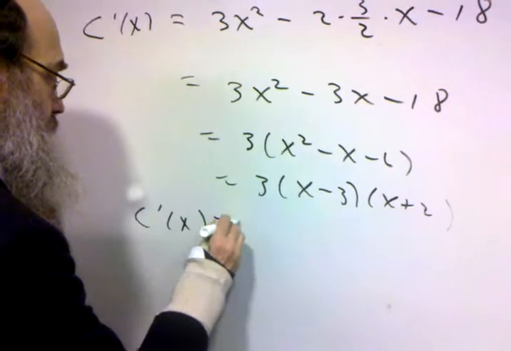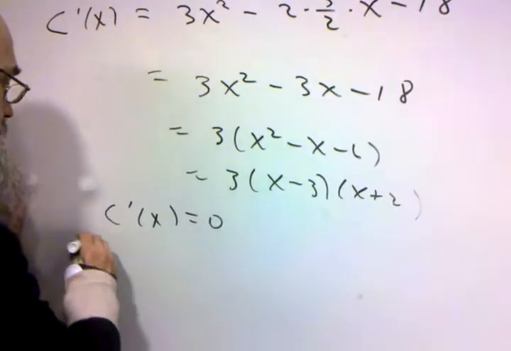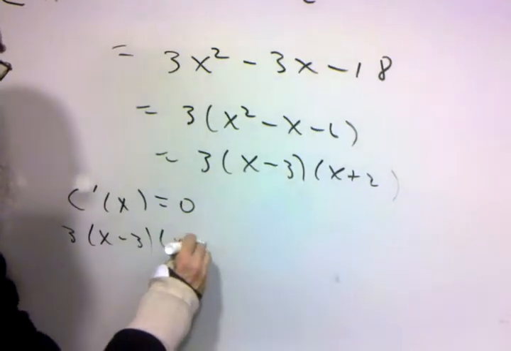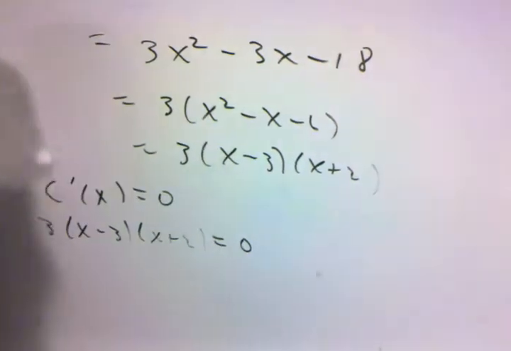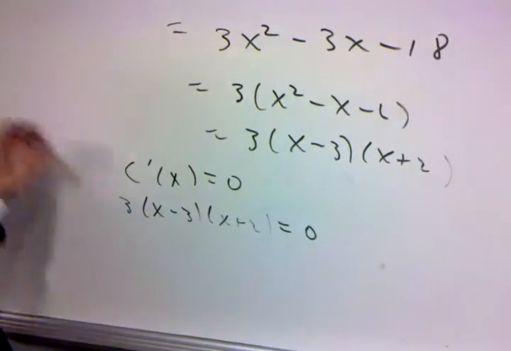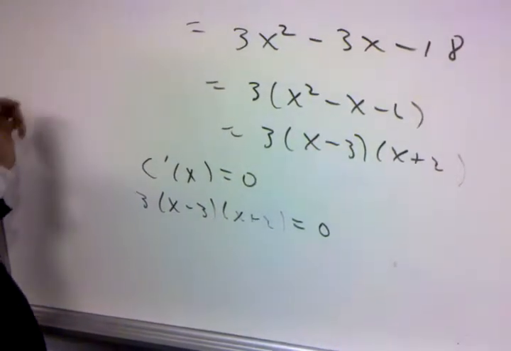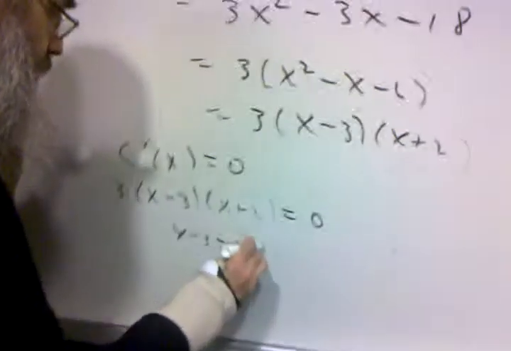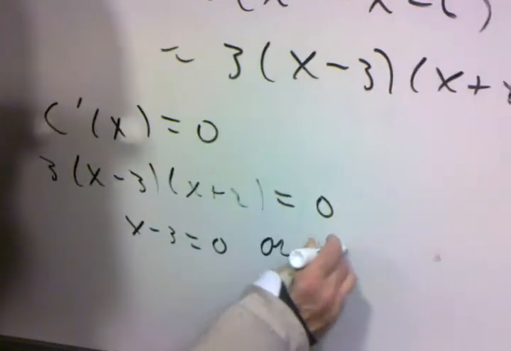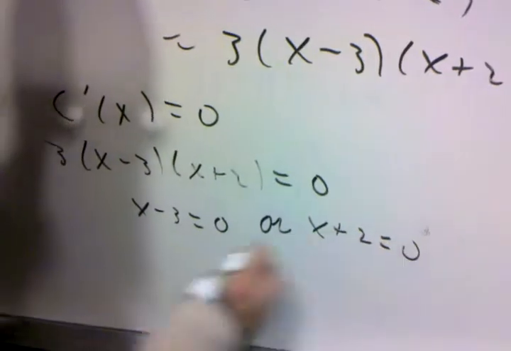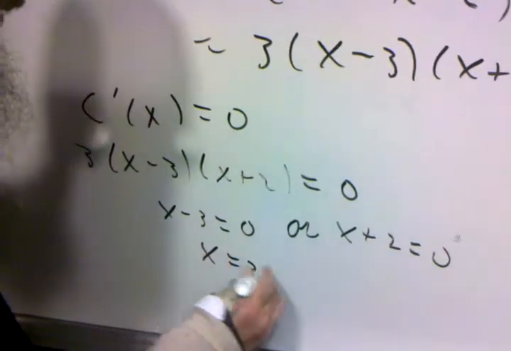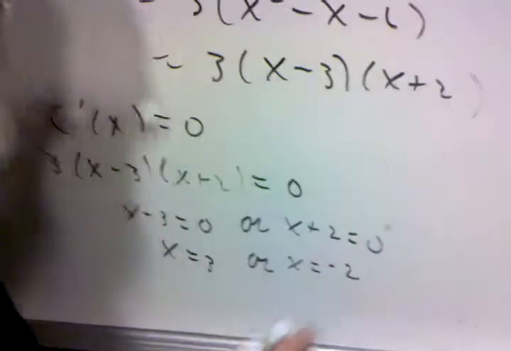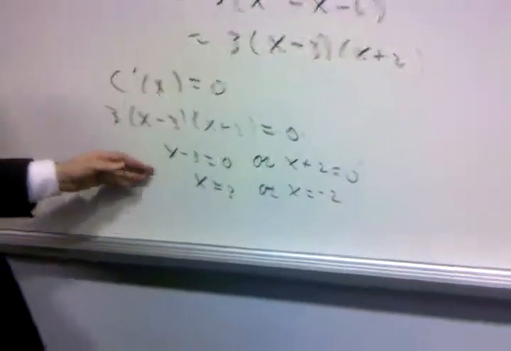If c prime of x equals 0, this means we have 3 times x minus 3 times x plus 2 equals 0. The zero product principle says if the product of two numbers is 0, one of the two numbers is 0, possibly both of them. This means x minus 3 equals 0, or x plus 2 equals 0. This means x equals 3, or x equals negative 2. So these are potential max or mins.